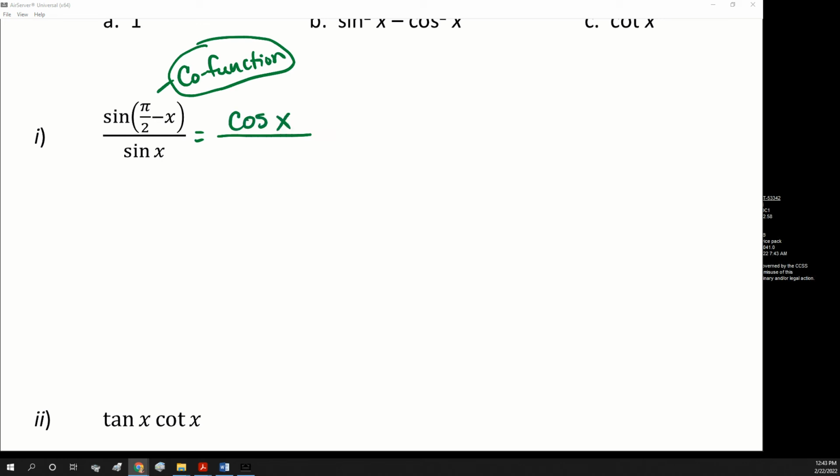So make sure you use the same variable. The variable, sometimes it's x, sometimes it's theta. I tried to make it match what's on your formula sheet, but we could use any variable there. All right, and then the sine of x is just going to stay in the denominator.